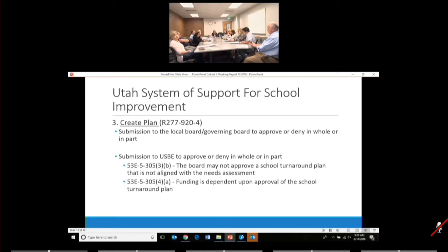What it does say is the board may not approve a school turnaround plan that is not aligned with the needs assessment. So we will actually have that report up there. We'll be looking at it and determining whether the plan addresses what was identified in the needs assessment. And yes, in parts we may need some clarification. We will have hopefully access to Paul and Annette to kind of clarify some of those things, and with the schools as well.